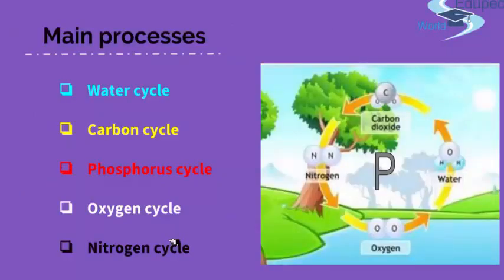We consider four main processes in this biogeochemical cycle. It's a process of five main chemicals that are enabling life to happen on our planet, and they are crucial for its survival in different matter through different processes, but all of these five are important in their own way. So it's the water, carbon, phosphorus, oxygen, and nitrogen cycle.